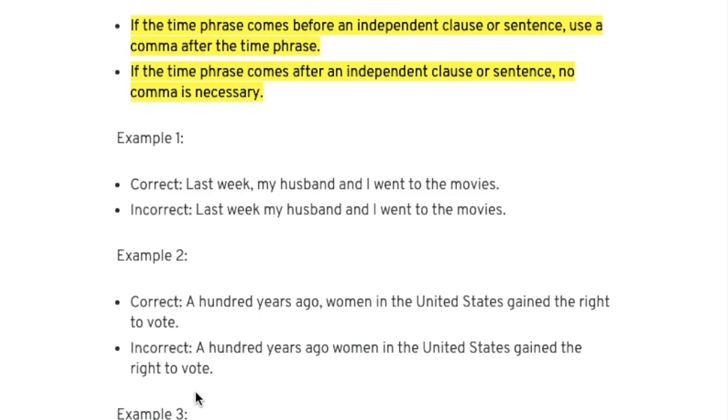So we've got another example. One, correct: Last week, my husband and I went to the movies. Incorrect: Last week, my husband and I went to the movies. So, the last week my husband and I went to the movies. There's not a comma giving us a little breath, is there?